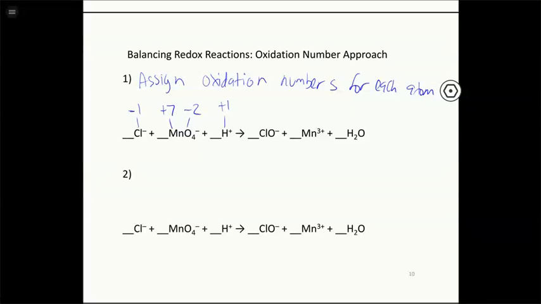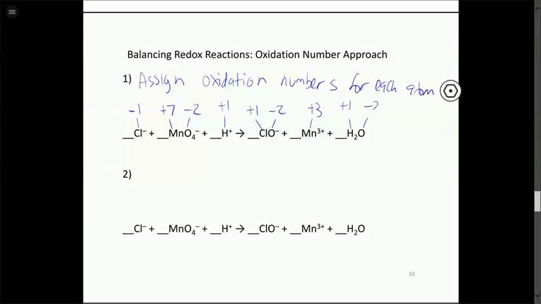And then on the product side, we have ClO-. Remember that oxygen is more negative than chlorine, so it's going to be assigned as -2. And if oxygen is -2, and we have an overall charge of -1, that means the chlorine has to be +1. Okay? So +1 and -2, which adds up to give us a -1 total charge. Mn3+ by itself has an oxidation number that's equivalent to its charge, which is +3. And then finally, H2O, like I said, we'll see this a lot in redox reactions, +1, -2.